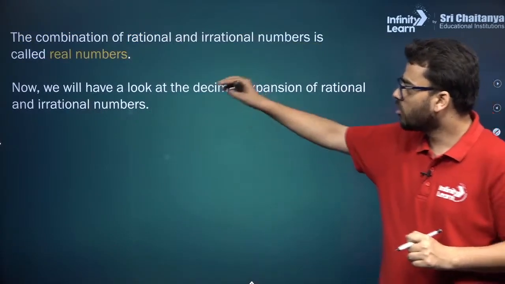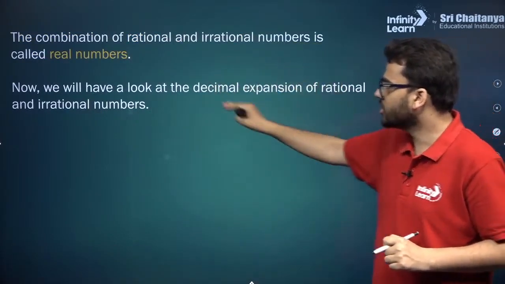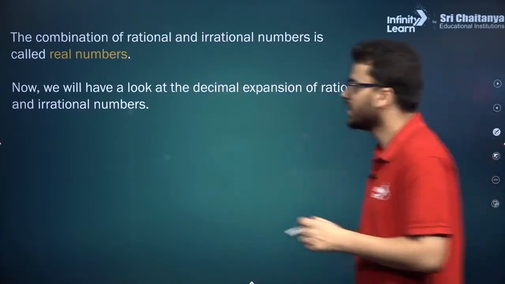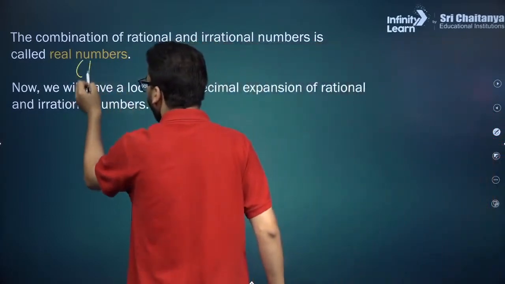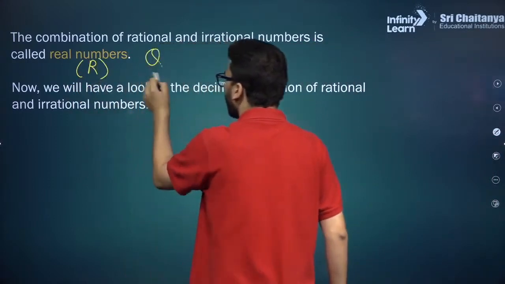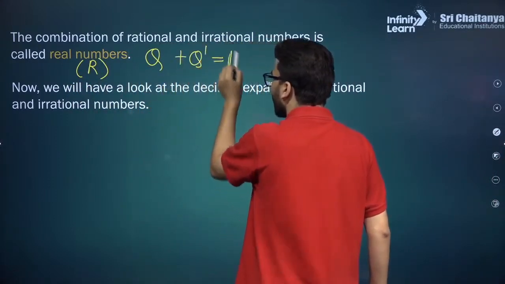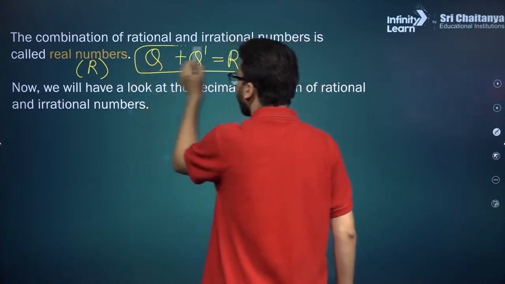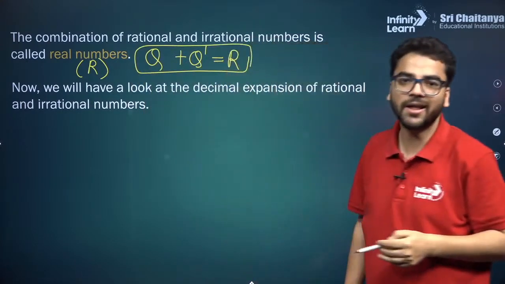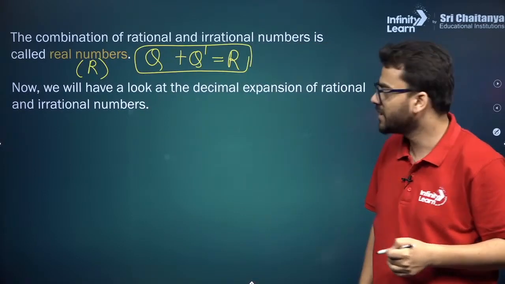Okay. So the combination of rational and irrational numbers is called real numbers. Real numbers you can represent by R. It is the combination of rational and irrational numbers. You can say like this, the collection of all rational and irrational numbers is called real numbers. I hope it is clear.